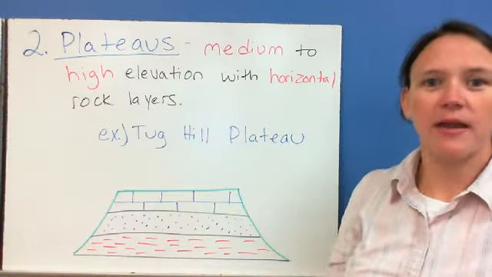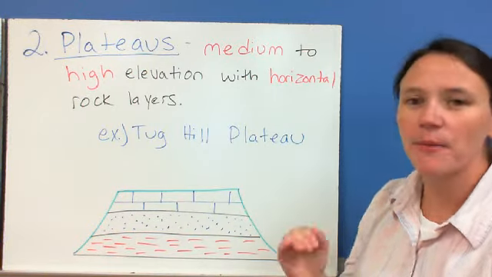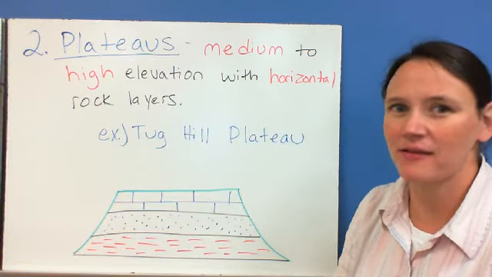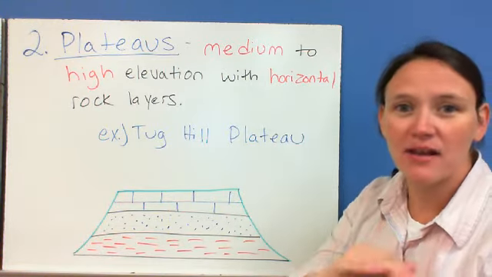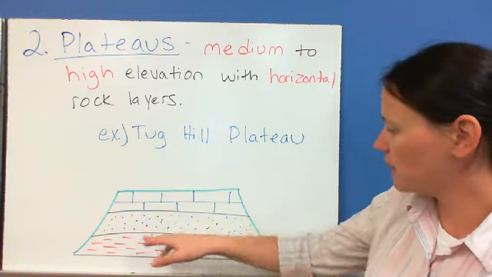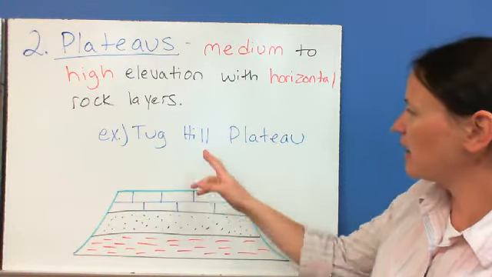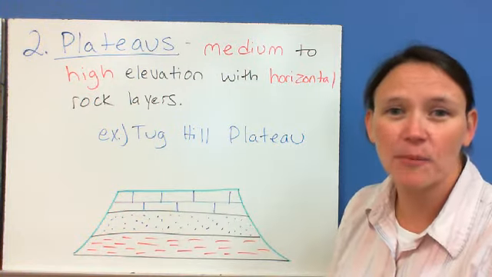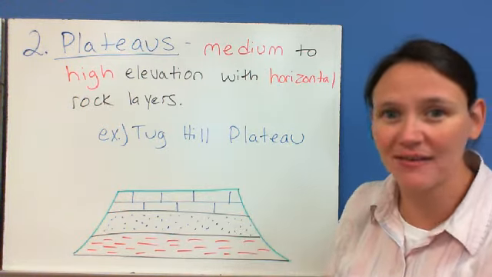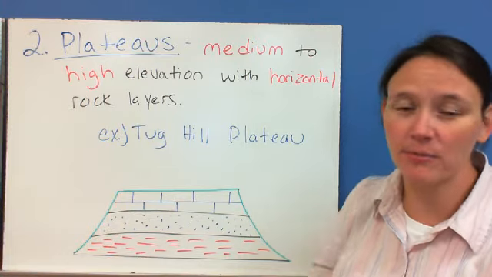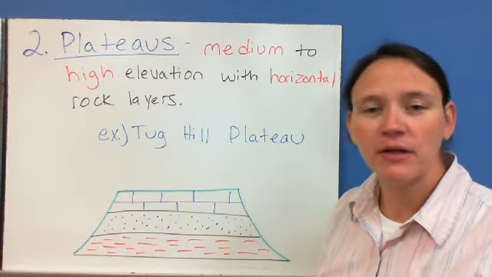The second type of landscape, again, something that we are familiar with in our area, are plateaus. These are medium to high elevation, so they're not necessarily going to be as tall as a mountain, but the rock beneath them is horizontal, it's flat. So you can see we've got the rock layers, they go up high, but they're flat, they're not deformed. And the example right near us is the Tug Hill Plateau. It's a pretty high area. If you've ever been up there, you can see off into the distance for quite a ways because you're up at a pretty good elevation. So plateaus are another type of landscape.